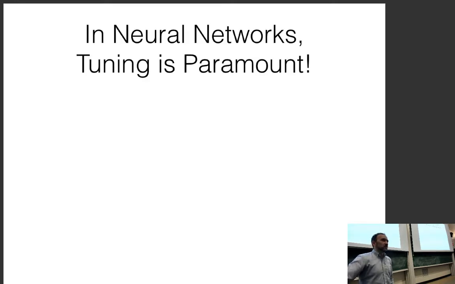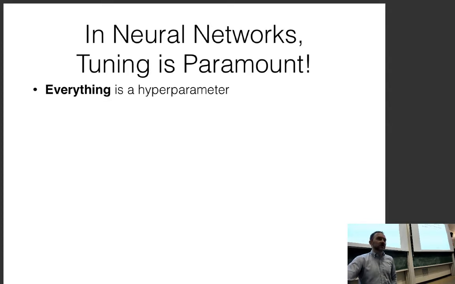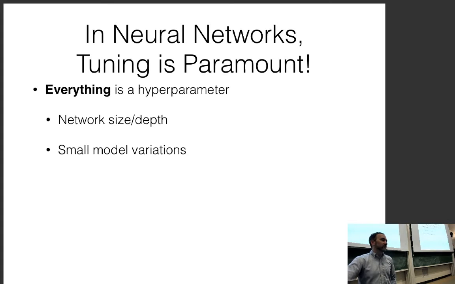One of the reasons why debugging is so difficult in neural networks compared to other things, I guess there's a couple of reasons, but one of the biggest reasons is because tuning is paramount. Everything in your model is a hyperparameter that your results may depend on. For example, network size and depth is a hyperparameter. Small model variations, like how big do you make your model, how many layers, etc. Do you use convolutions or recurrent neural networks? That's a big model variation, but that's another thing.